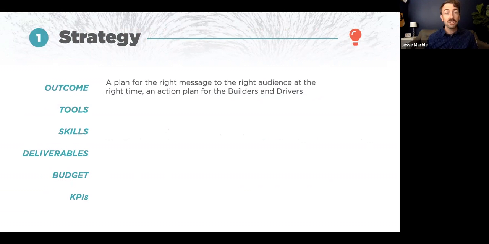Okay, so strategy, it's a plan to share the right message to the right audience at the right time. It's a classic definition of marketing: the right message to the right audience at the right time. What comes out of the strategy phase usually is just an action plan for builders and drivers.